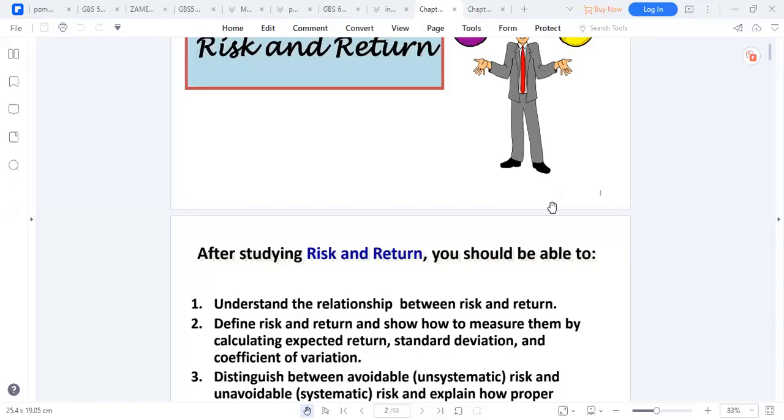Okay, so we are now looking at the two topics. These topics are found in both investment analysis as well as corporate finance, the CF. The first topic we are going to look at right now has to do with risk and return.